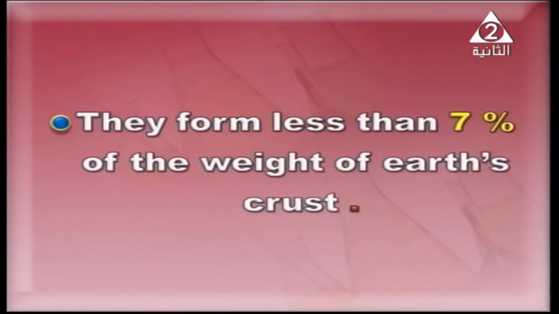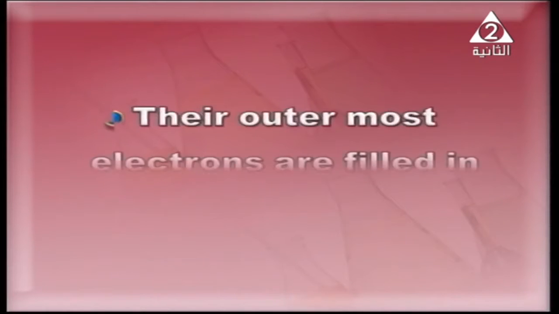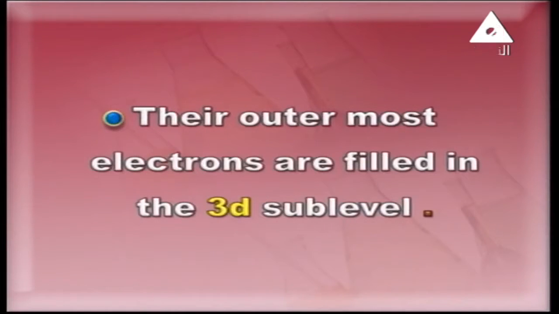The first transition series, my dear students, form less than 7% of the weight of the Earth's crust. Not all the main transition elements, the first transition element only. They are located in the fourth period. Their outermost electrons are filled in the 3D sublevel.